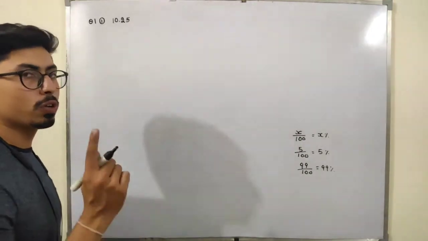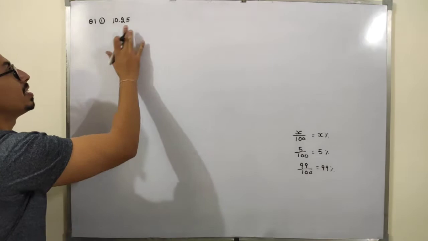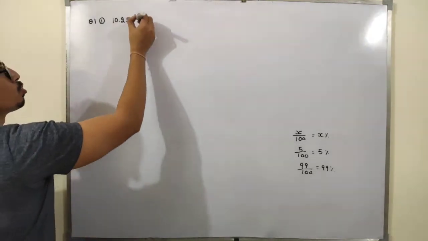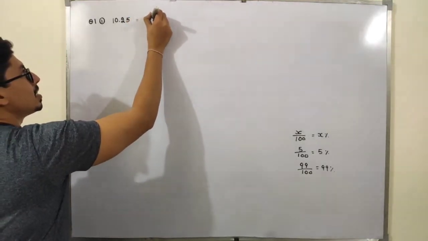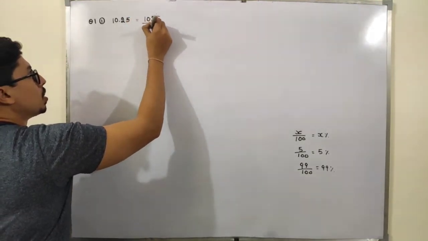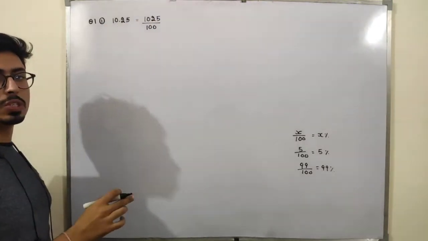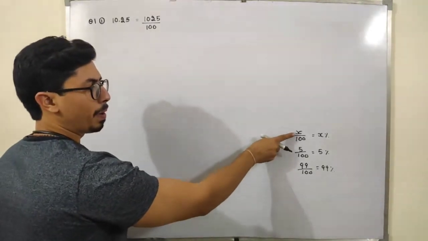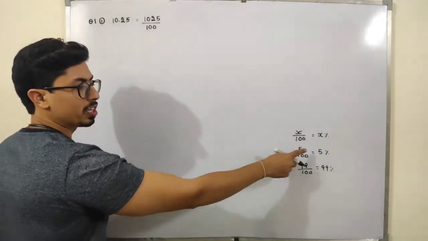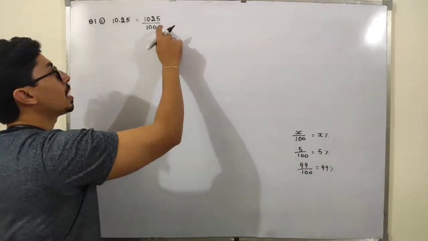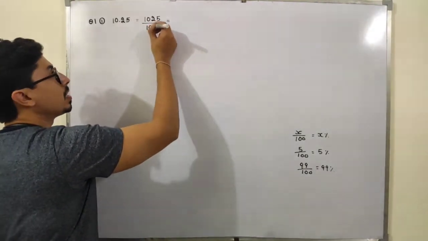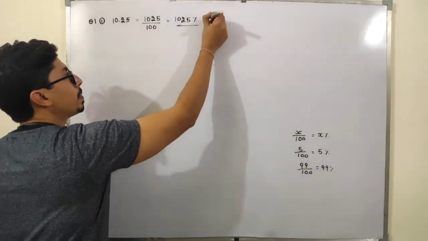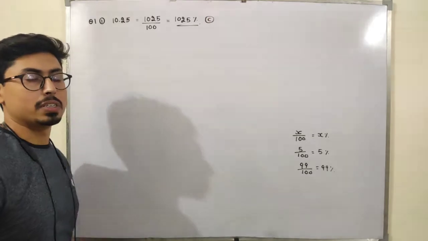Now in the first part of the question, I have to convert this 10.25 into a percentage. If I remove the decimal, I can write it like this. Because after the decimal there are 2 digits, I have to put 2 zeros in the denominator. Number upon 100 is the percentage. So this is 10.25 percent, that is part number C.